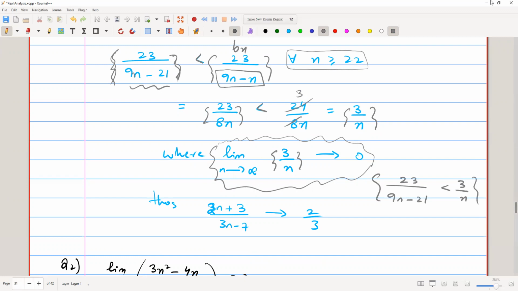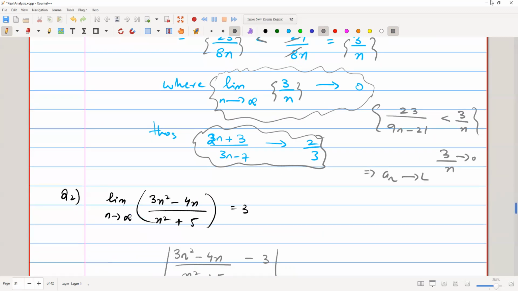Therefore, this sequence 3 over n converging to 0 implies that this An converges to its limit L, which is given in the question. So this is proof that this sequence is converging to its limit L by the second squeeze principle.